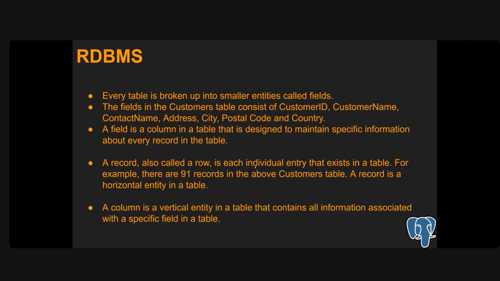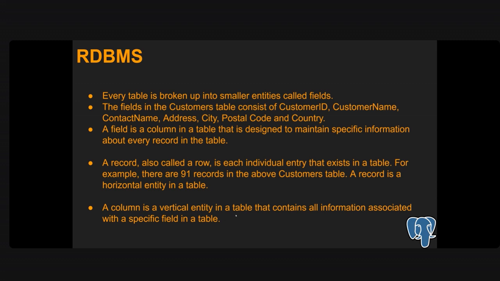Okay, so a record is also called a row, and it is each individual entry that exists in a table. For example, there are 91 records in the above customer table. A record is a horizontal entity in a database. Horizontal means sideways, not vertical, from left to right, not up and down.